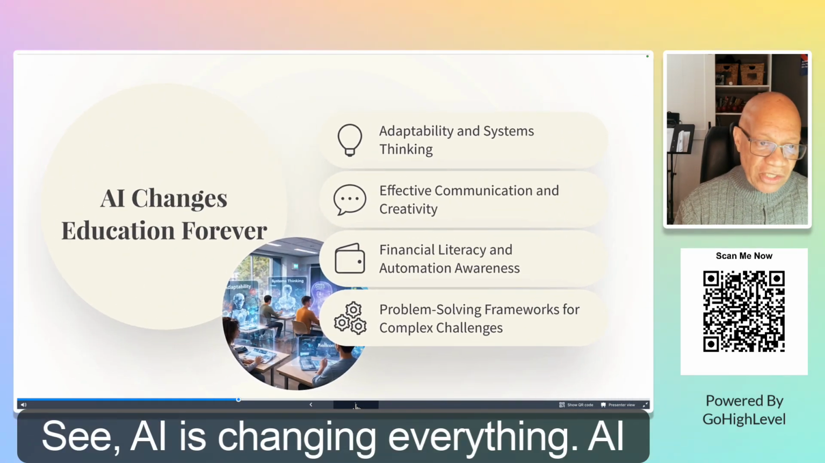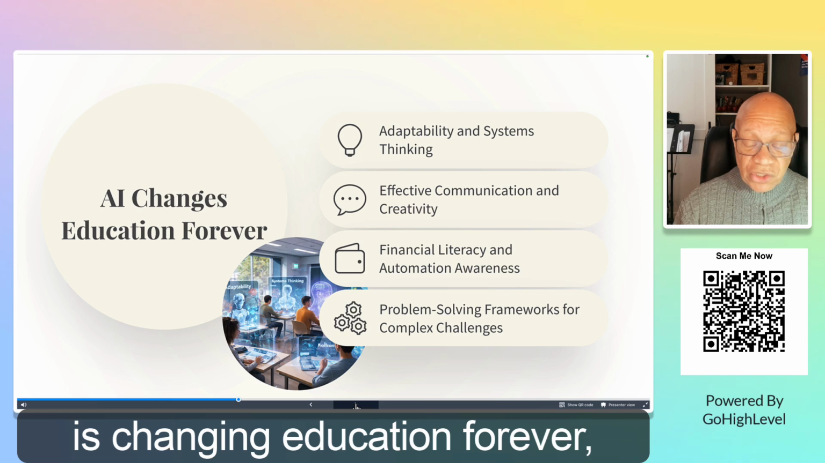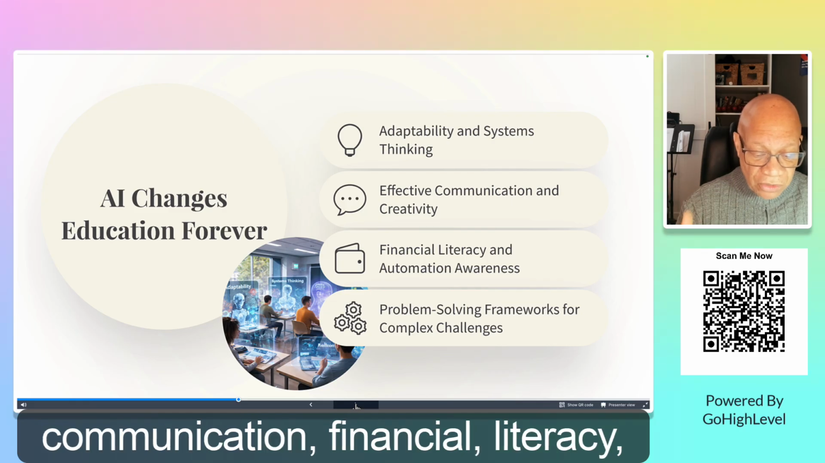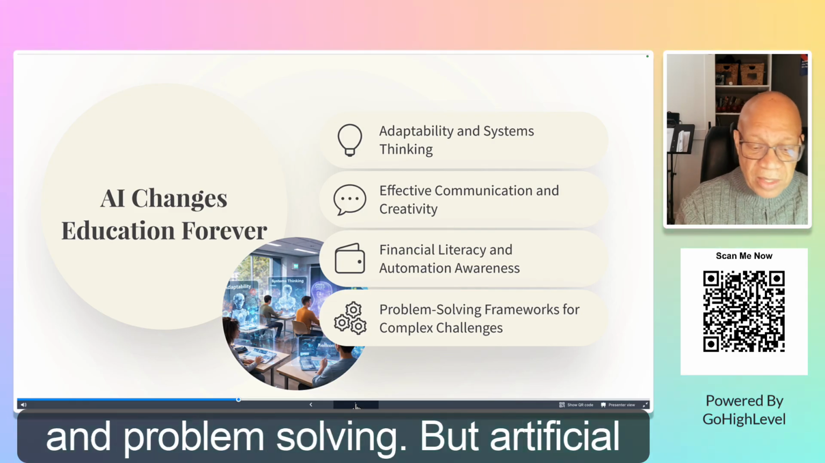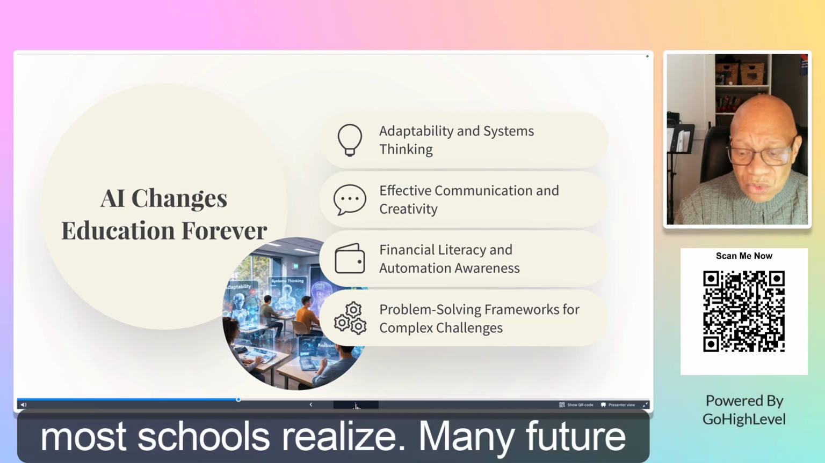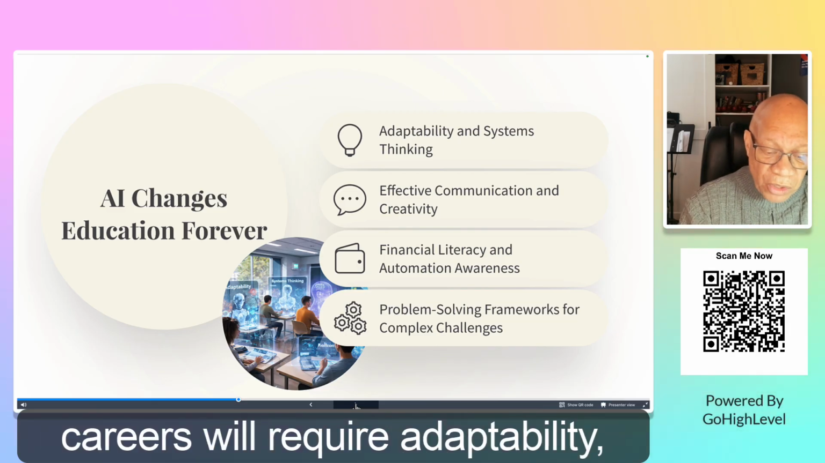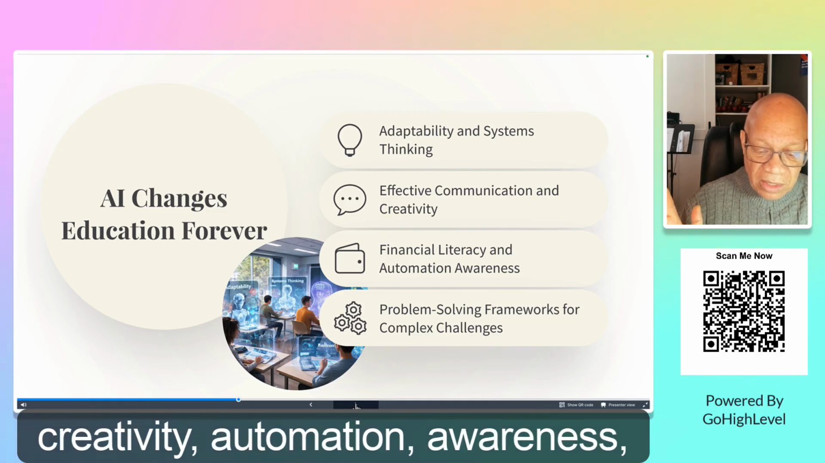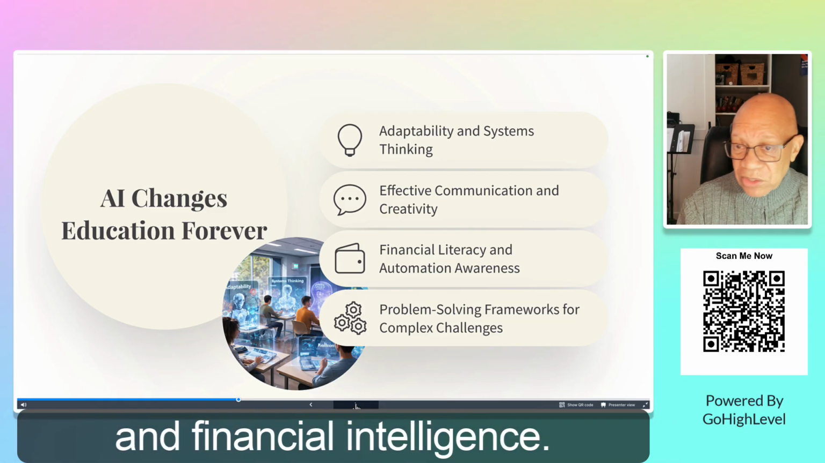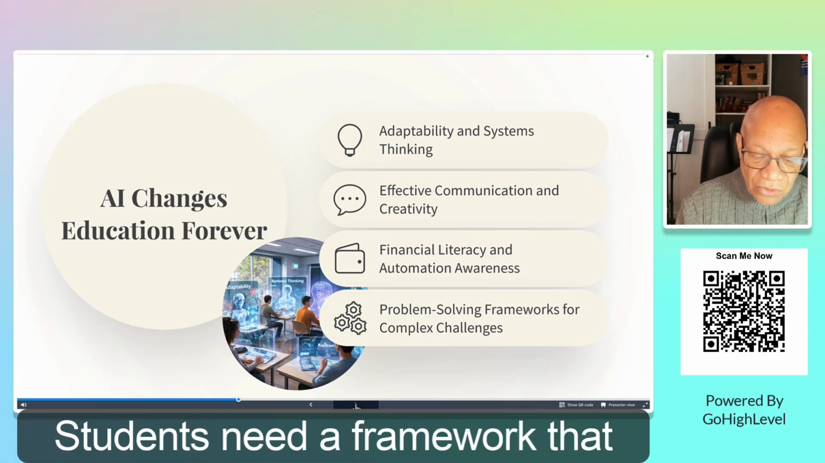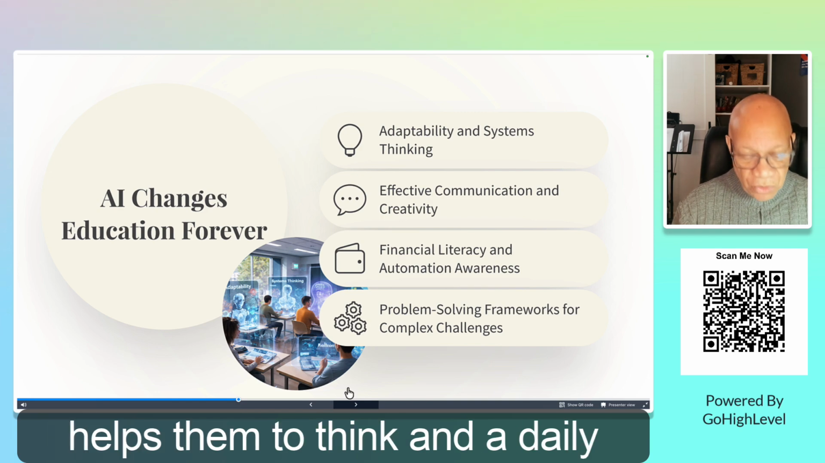See, AI is changing everything, and AI is changing education forever because students need adaptability, systems thinking, communication, financial literacy, and problem solving. Artificial intelligence is changing education and the workforce faster than most schools realize. Many future careers will require adaptability, systems thinking, communication, creativity, automation awareness, and financial intelligence. Students need more than memorization. Students need a framework that helps them to think.